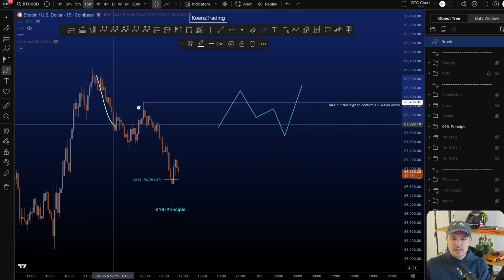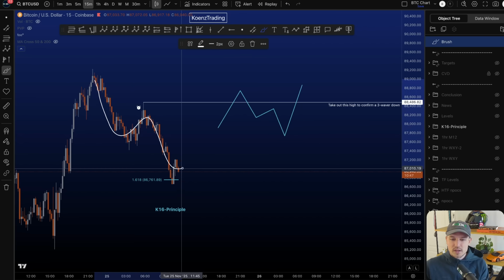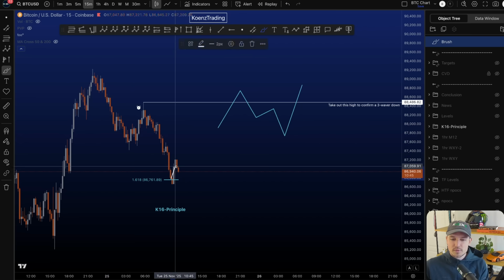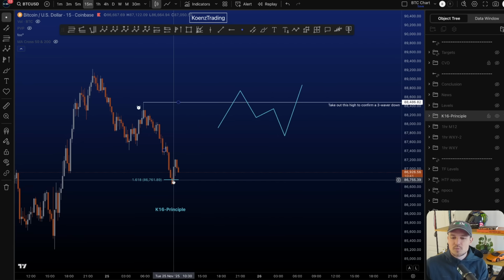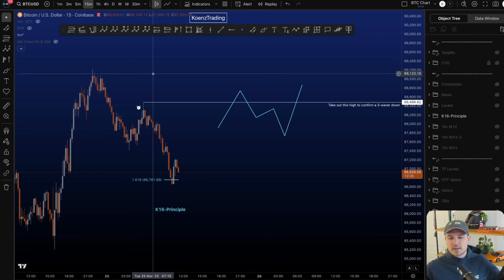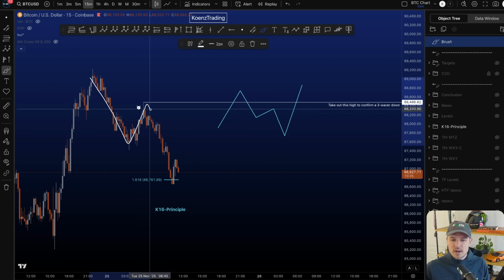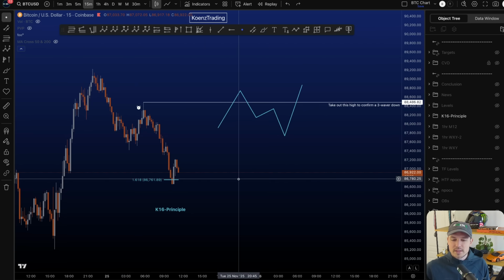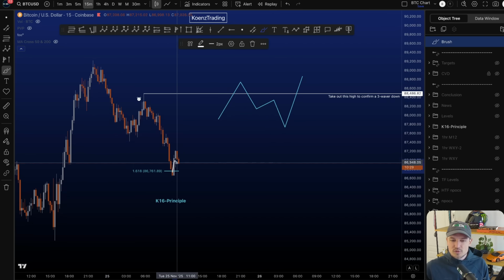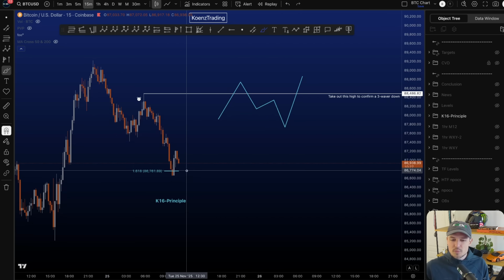But note, it has to be a 3-wave structure down, not like a 5-wave looking structure. So preferably you're not going to range here sideways and then take out the low, as that would basically invalidate the K16 principle. You want a 3-wave structure to the downside, down, up, and a move towards the downside, and then eventually turn around to take out that high. Having a very short move here and then a move down is no problem. You just don't want it to be too long.